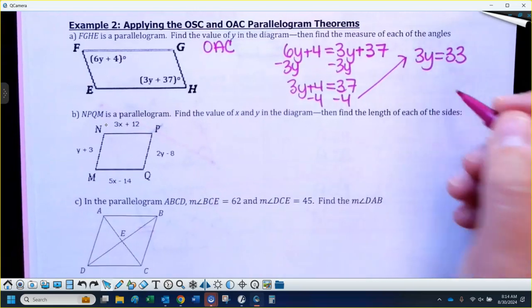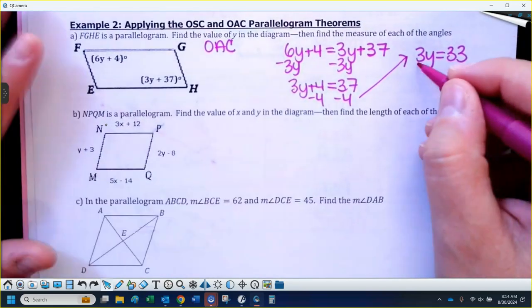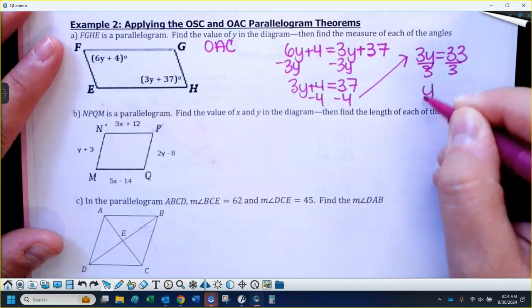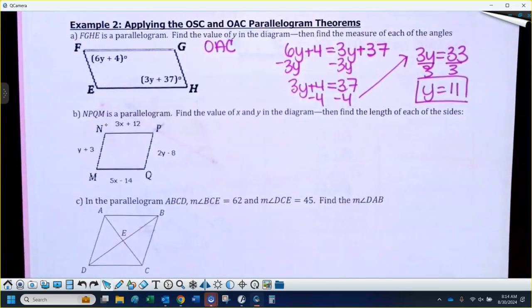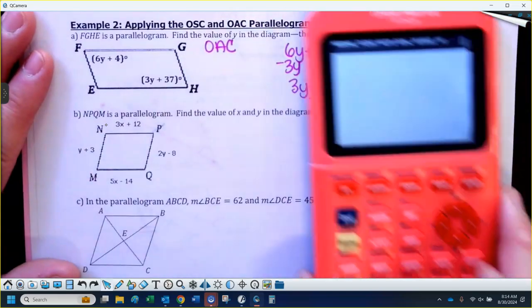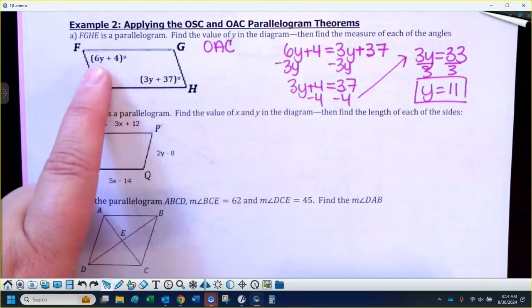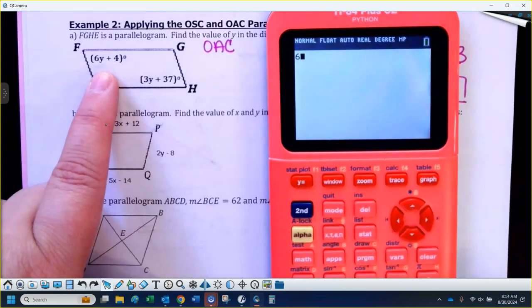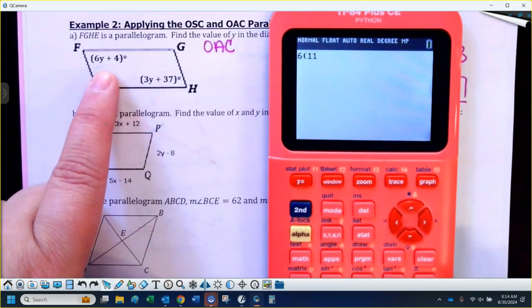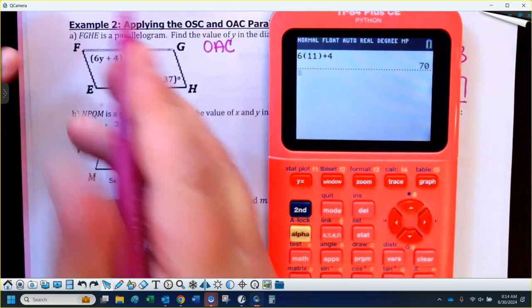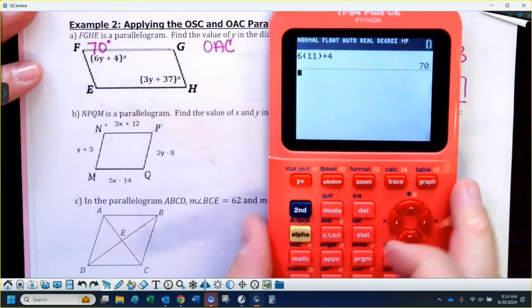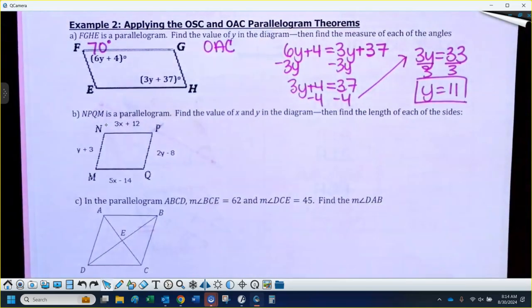We're going to then do what? What's your y going to be? 11. Sweet. All right, now, once we have that, a lot of the questions will ask you to find the angle measures. So I'm just going to grab my calculator here real quick. Okay, so I can just plug this in. Plug it right back in. Plug it in like a Glade air freshener. All right, 6 times y, which is 11, plus 4. I'm just doing this right on the calculator real quick. So angle F would be 70. What other angle is also 70?